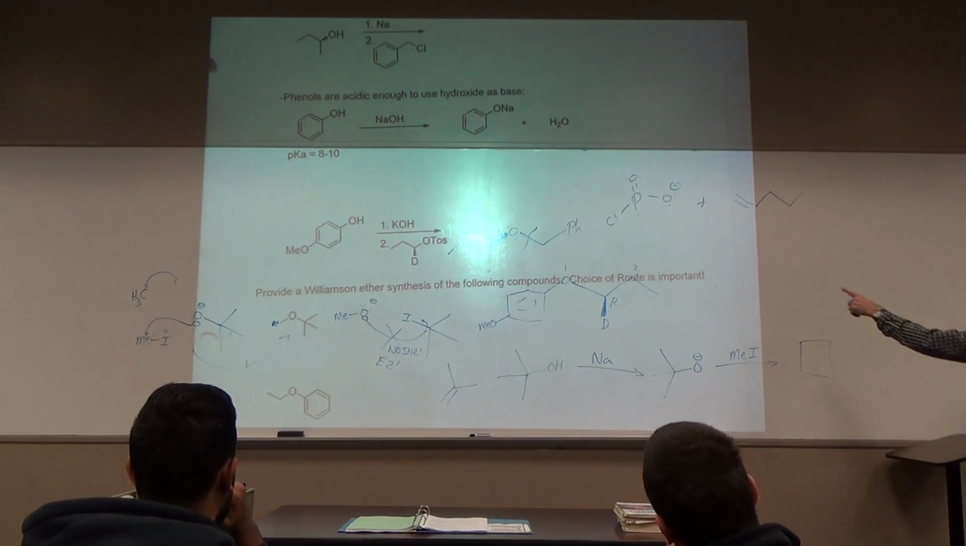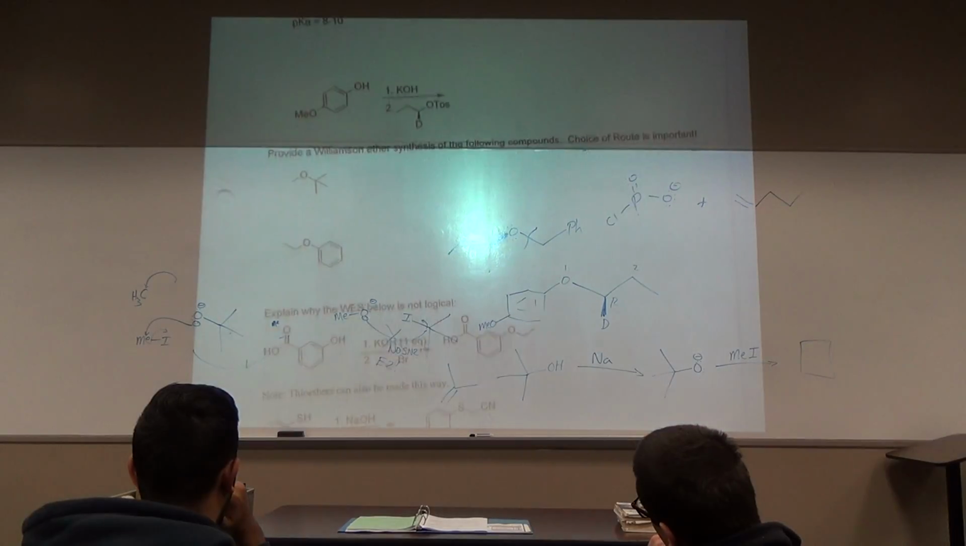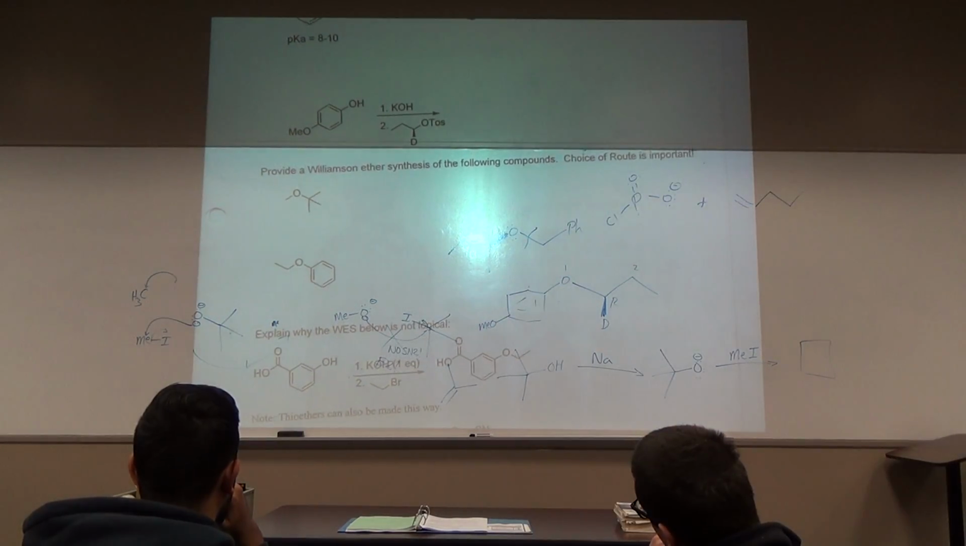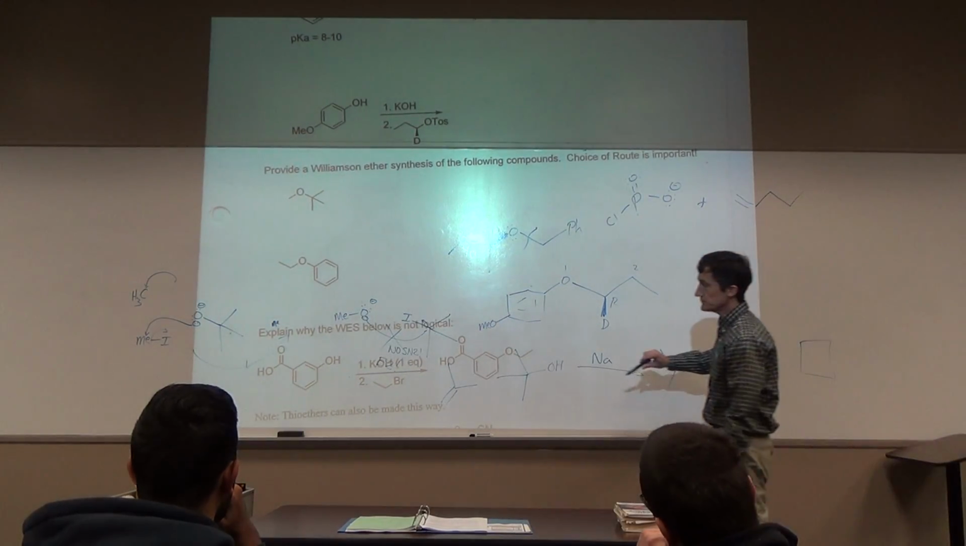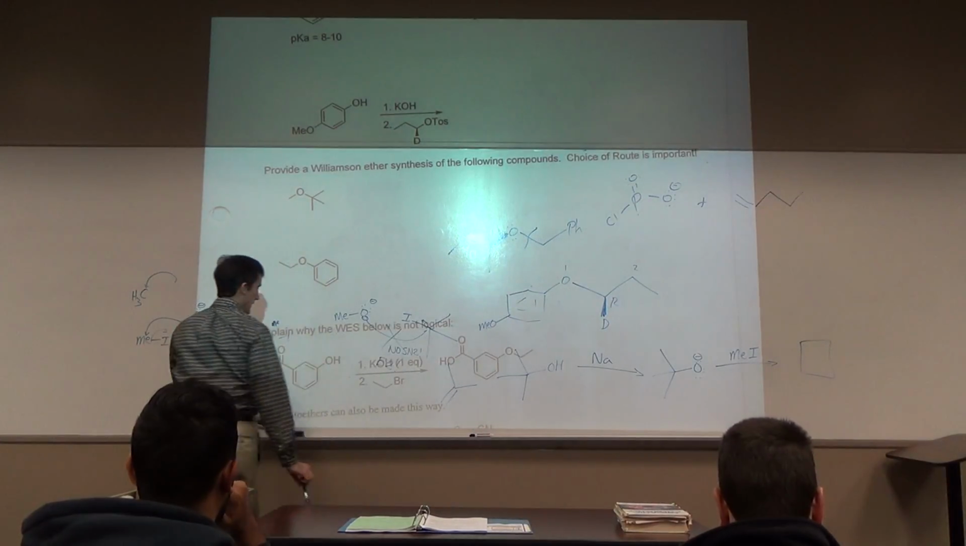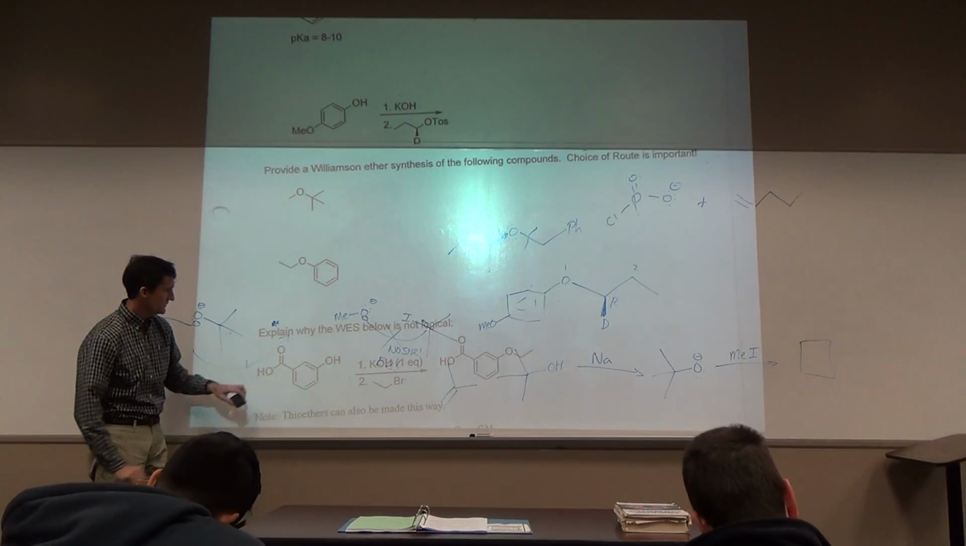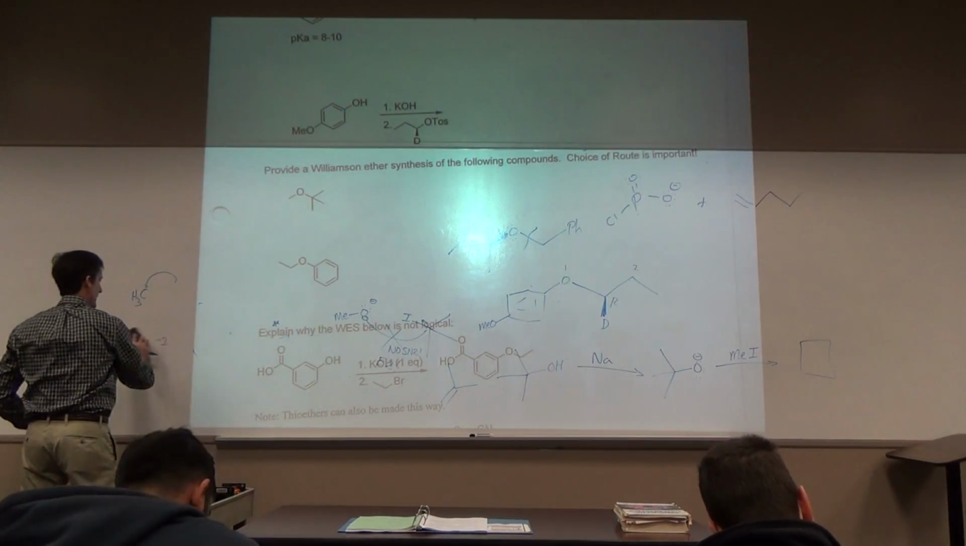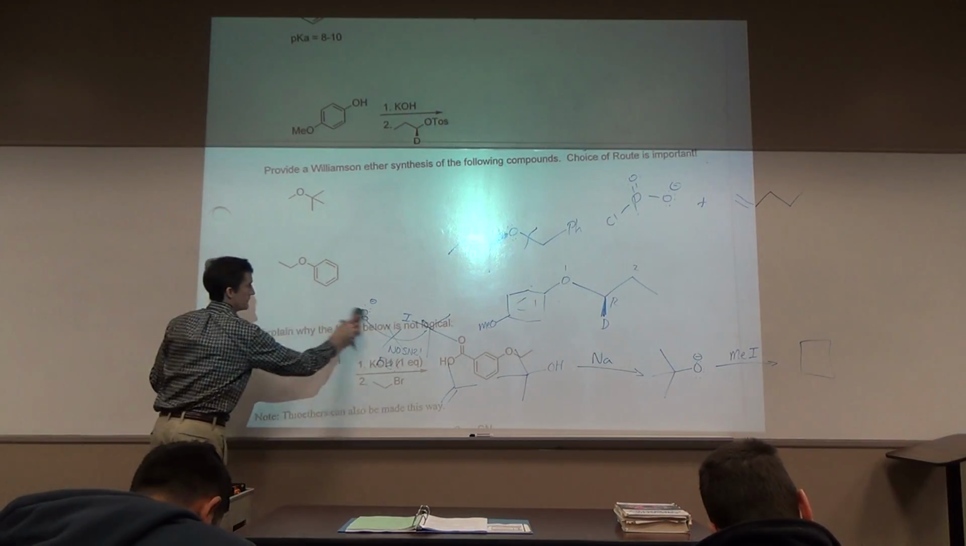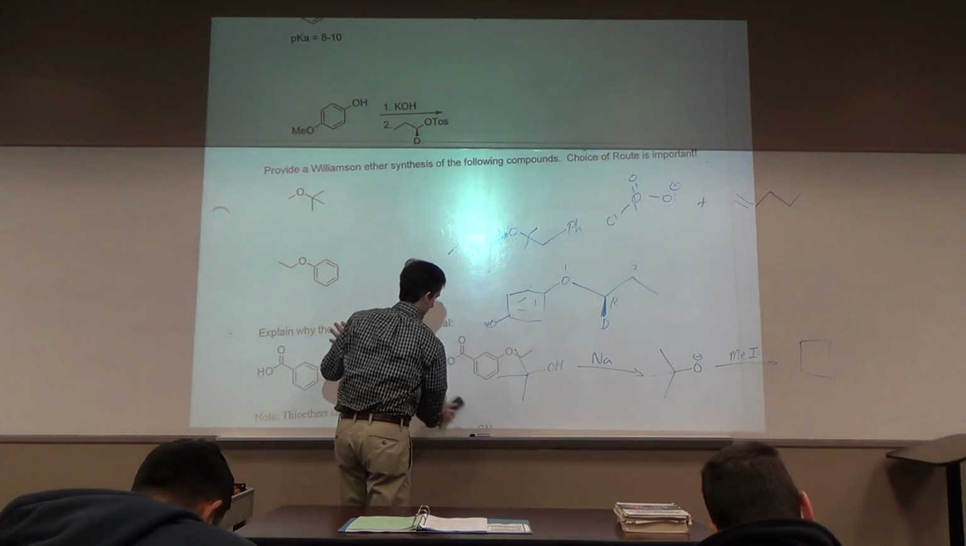So, choice of route is important. There's one below that you can do on your own, and we'll look at next time. Down here, explain why the Williamson ether synthesis below is not logical. Why is that no good?